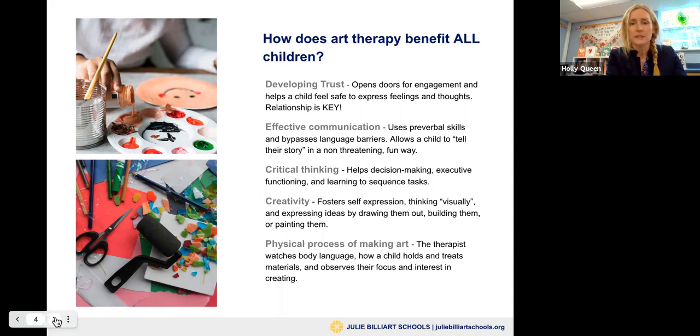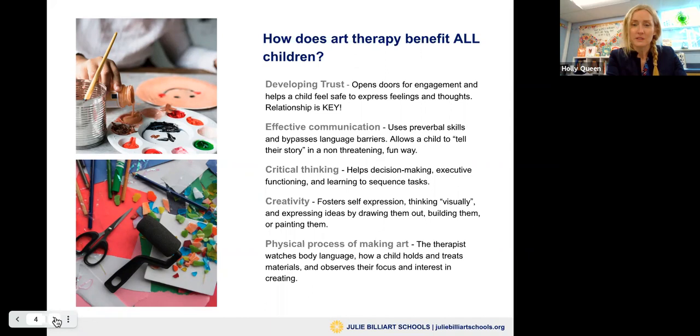So it allows a child to tell their story in a very non-threatening way, and it's fun. So a lot of times I'm walking through the halls at school and, you know, I get several requests to come down to the art therapy room.